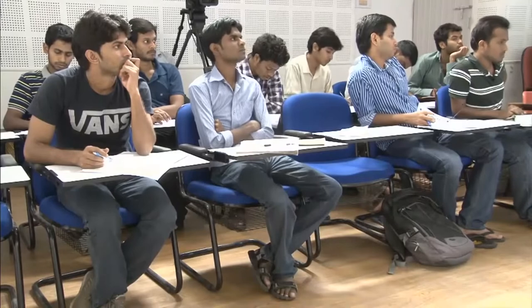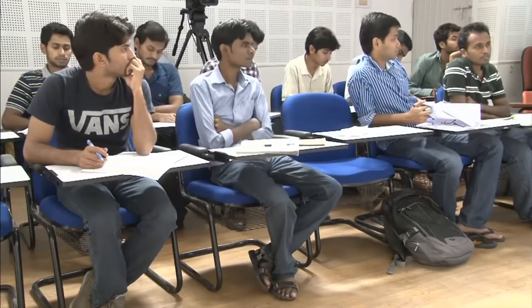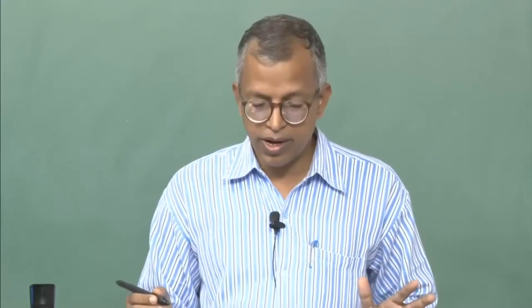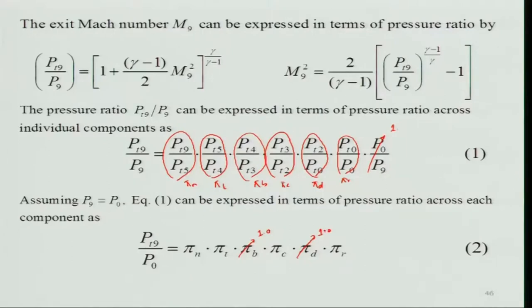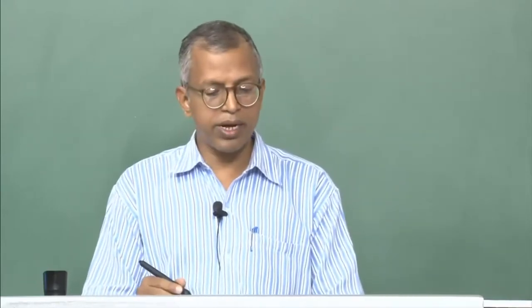What did we do in the ramjet engine? Is the total pressure remaining the same or different? It's an isentropic process, so it should be one, right? And what about the nozzle? It is also one, because in the air intake we are just converting kinetic energy, the dynamic head, into the static head, and the nozzle is just the opposite: the static pressure is converted into the dynamic head. But the total pressure remains constant. You have to understand this concept. So pi n, pi b and pi d are equal to 1.